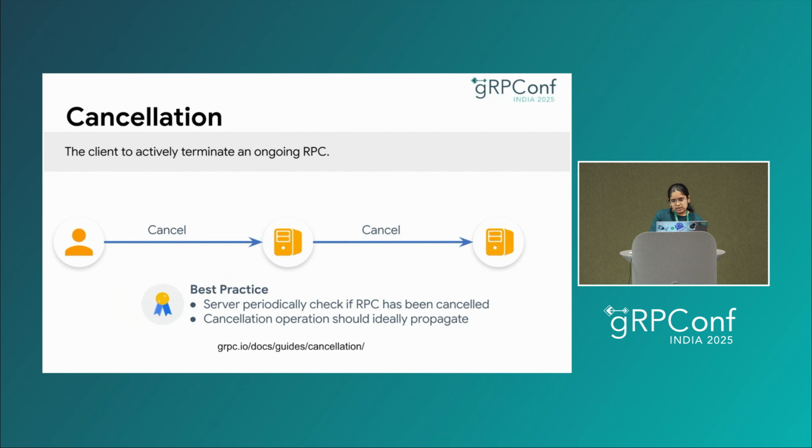For this to be effective, especially for long-lived RPCs, a server handler should periodically check if the call it's been servicing has been cancelled. Upon detecting a cancellation, the server would stop processing immediately to avoid wasting CPU and memory, also clean up any allocated resources, and ideally propagate the cancellation to any downstream services that it may have called.